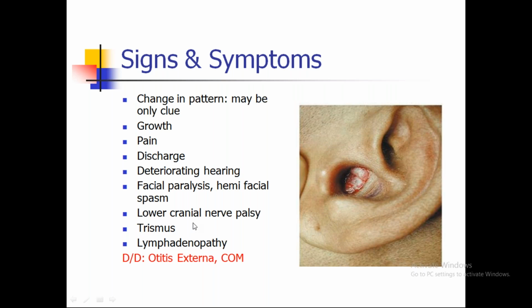So when the patient comes to you, you should think of these two conditions first: otitis externa, whether it is a malignant otitis externa or a chronic otitis media. At a later time, when you do a biopsy, then you can come to the diagnosis of squamous cell carcinoma.